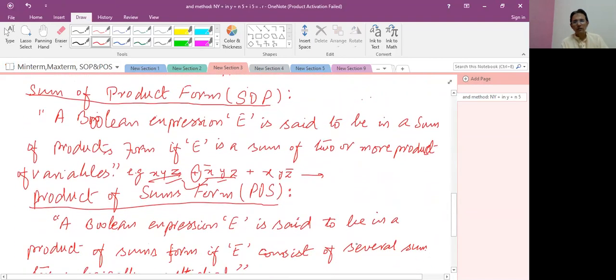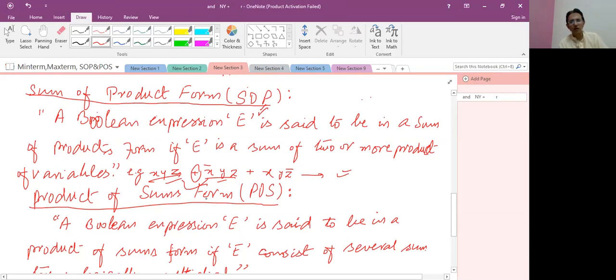After the addition, what is sum of product form? Represented by SOP. A Boolean expression capital E is said to be in a sum of product form if E is a sum of two or more products of variables, for example, x, y, z, x complement y, z plus x, y, z complement. So this form is called SOP. It means sum of product.